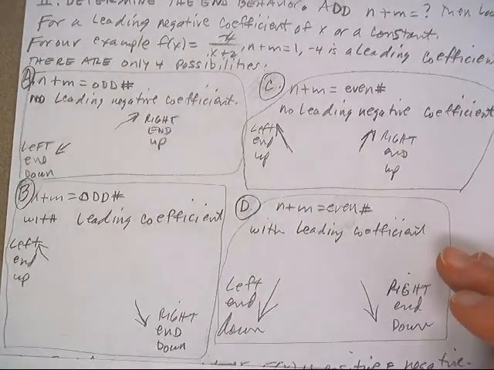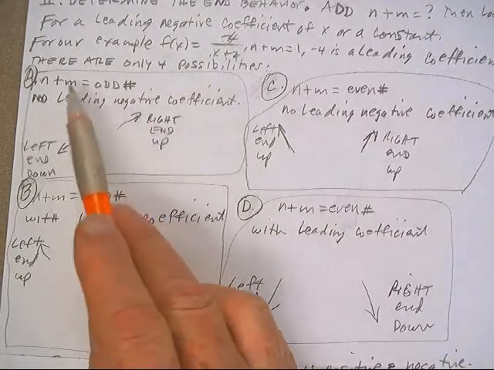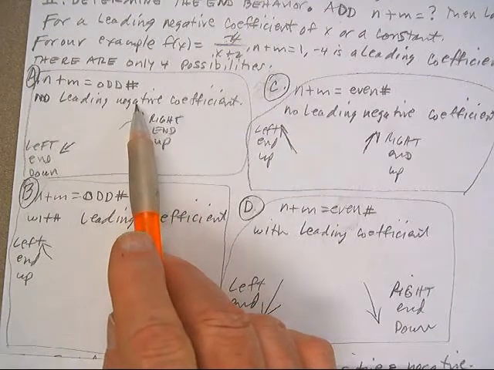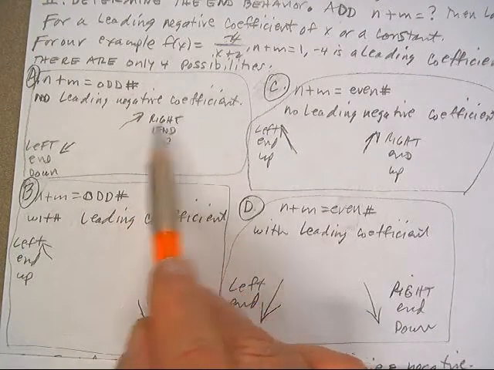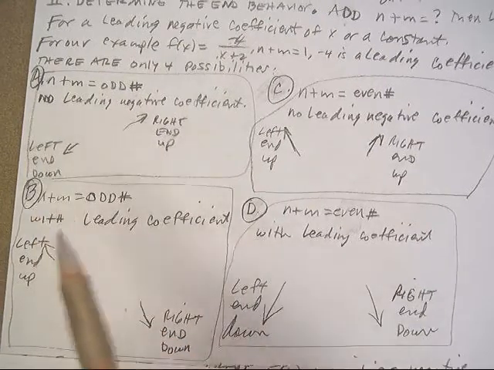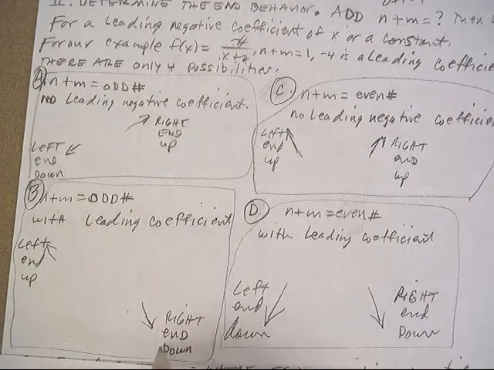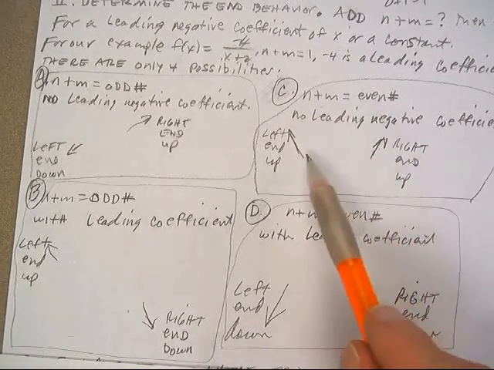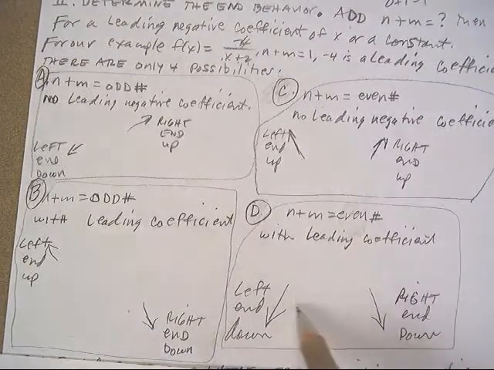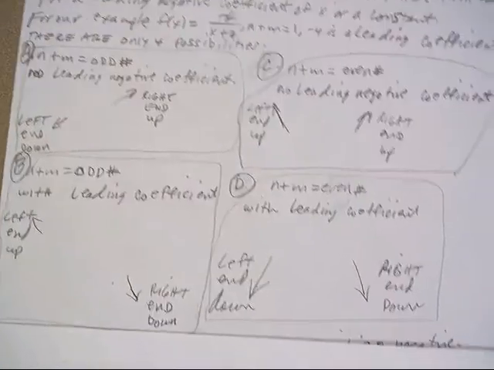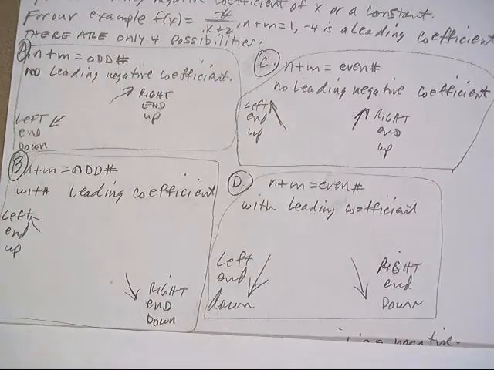Okay, so think about this. These are actually pretty easy. When I add n and m, if I get an odd number without a negative leading coefficient, the right end is up and the left end is down. If I get one like our example with a negative leading coefficient, the left end is up and the right end is down. If m plus n is even and there's no negative, they're both up, and if there is, they're both down. Those are the 4 cases. Every problem, you'll get one of those 4.